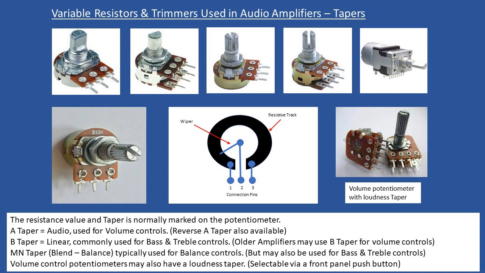The next type is M&N or MN taper, and you may find this in many amplifiers. So when you get to, say, the balance control potentiometer and you remove it and maybe have to replace it, you look at it and it says, for example, MN 20K, and you think, well, it's not an audio taper and it's not a linear taper, so what's this? Well, we refer to this as a blend balance type.